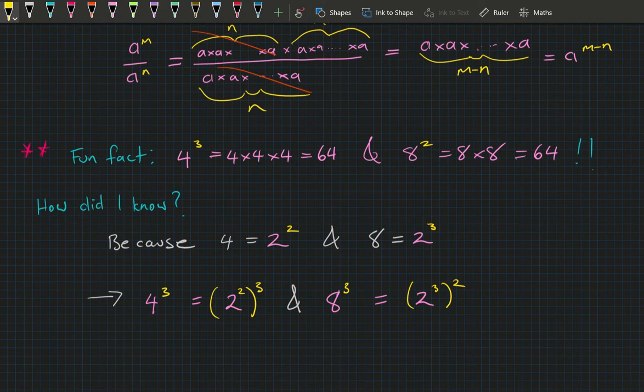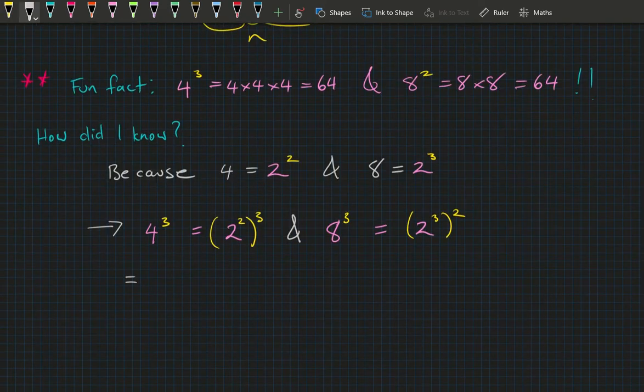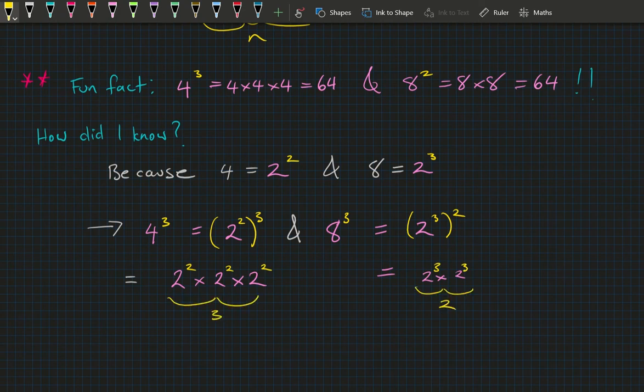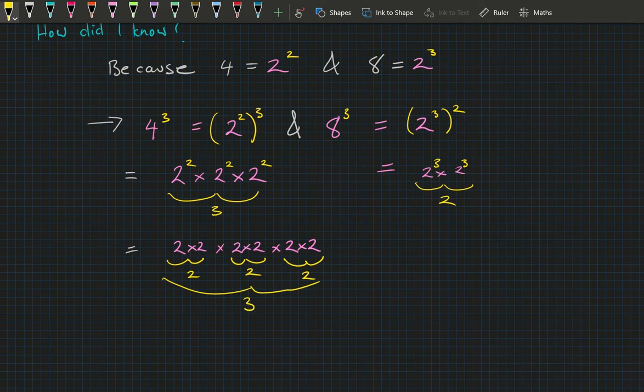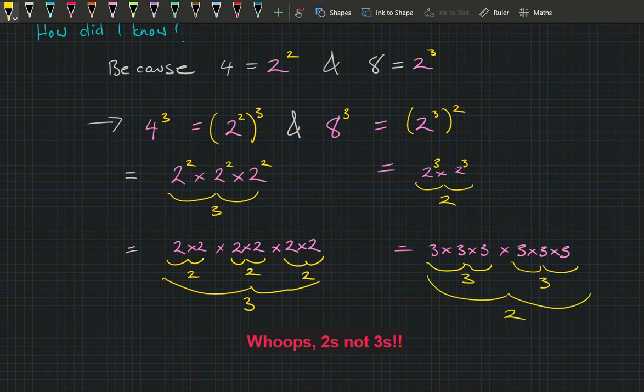So if we're raising everything in the bracket to the left here to the power of 3, that means we repeatedly multiply that, right? In other words, 2 to the power of 2 repeatedly multiplied 3 times. And similarly on the right hand side, if I raise 2 to the power of 3 to the power of 2, that just means I repeatedly multiply that 2 times. And if we go one step further and expand this 2 to the power of 2, we're going to end up with, so repeated multiplication twice, 3 times. And on the other side, we repeatedly multiply 2 3 times, twice.